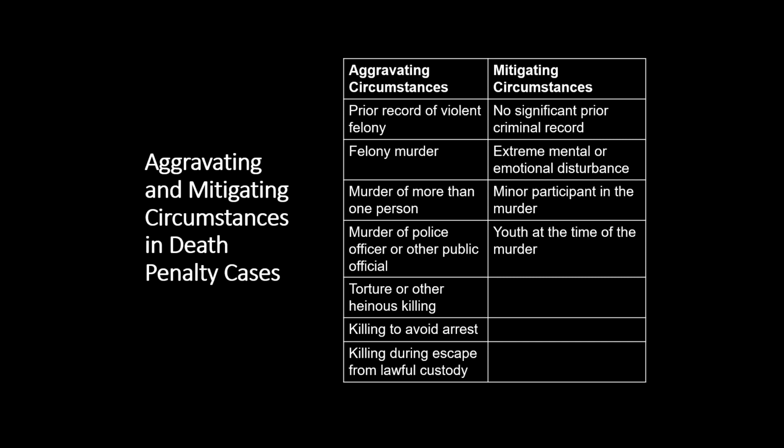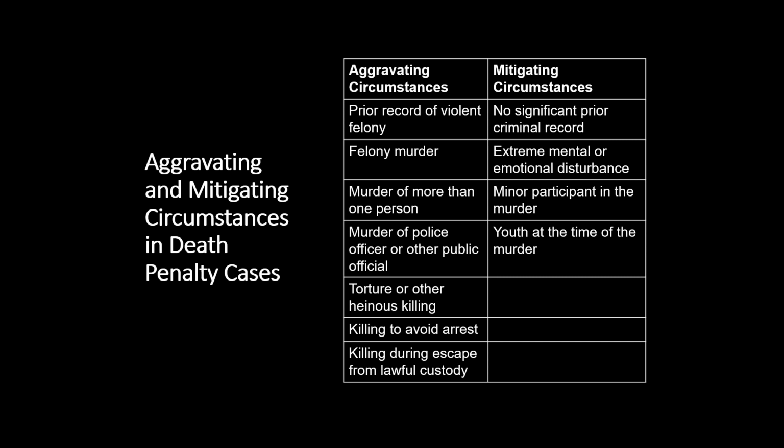Prior record of violent felony, felony murder. That means you committed the murder while in the commission of another felony, like robbing a bank or kidnapping. You murder more than one person. You murder a police officer. You torture or heinously kill someone. You kill to avoid arrest, or you kill while you're already in custody.